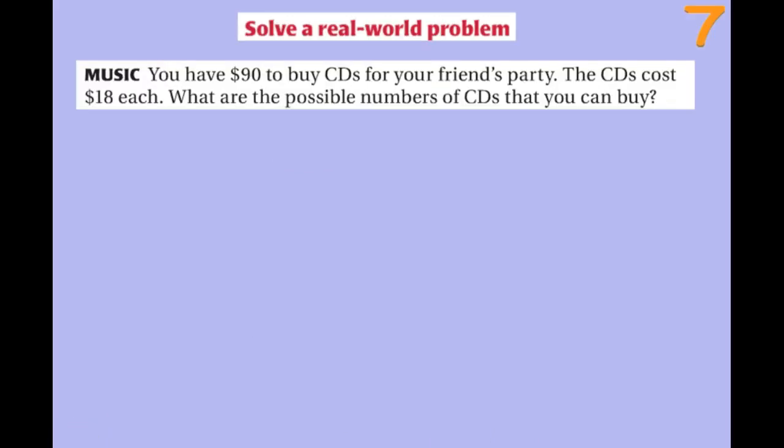Last slide, we need to do a little bit of writing, solving a real world problem. It says you have $90 to buy CDs for your friend's party. The CDs cost $18 each. What are the possible numbers of CDs that you can buy? Well, we know we have $90 to spend.